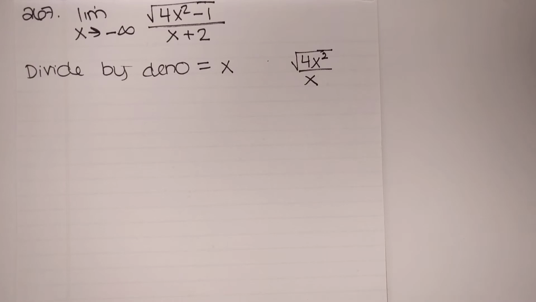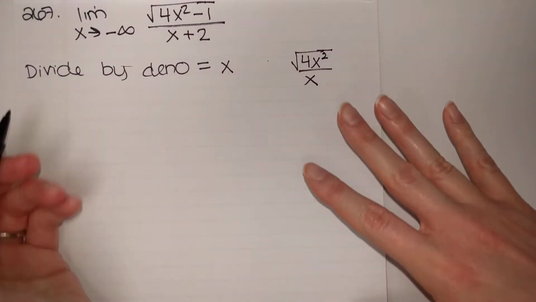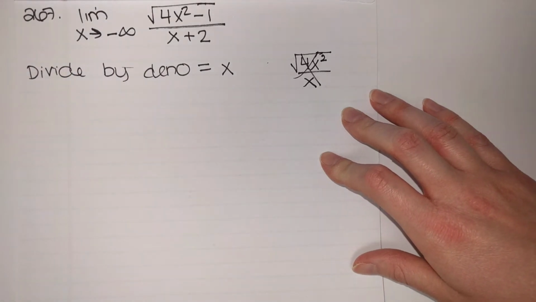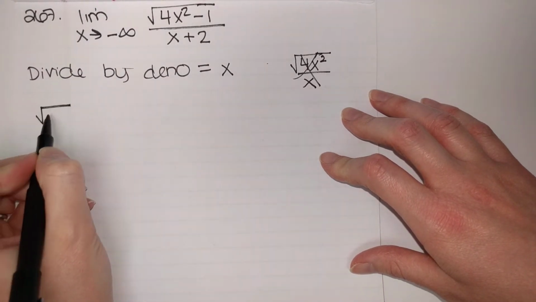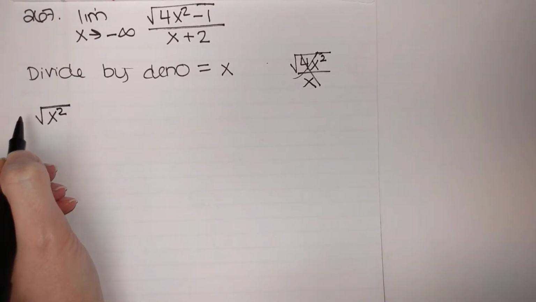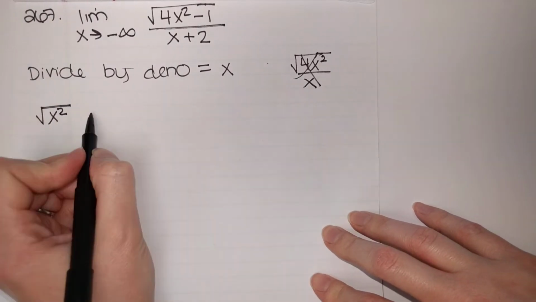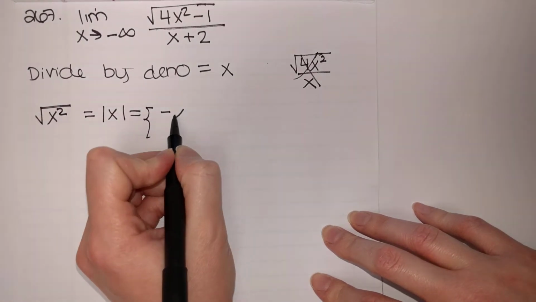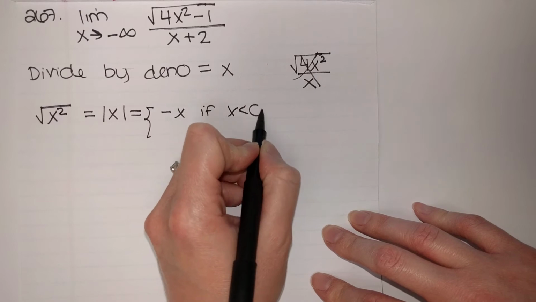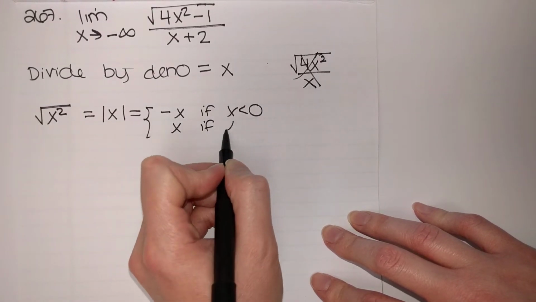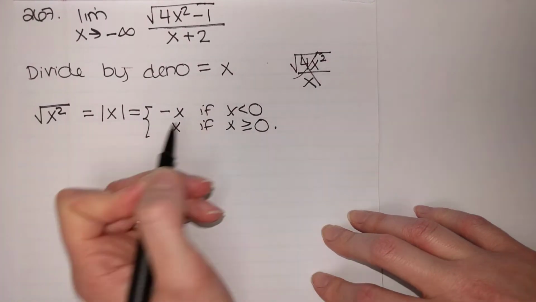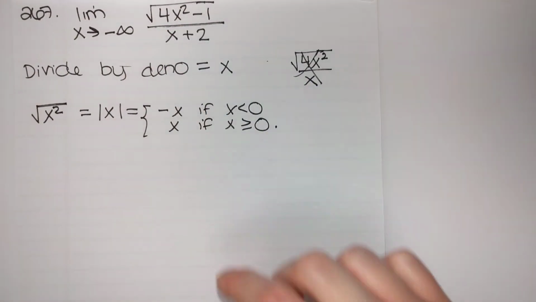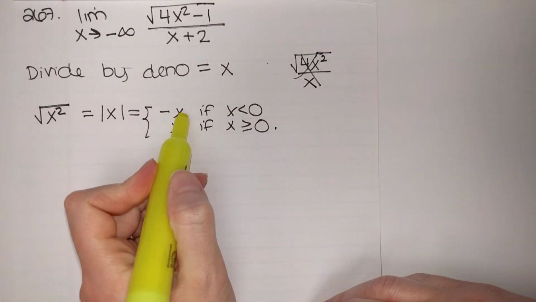All right, so let's talk about how we would exactly use that. Just dividing by x for the square root is going to leave a little bit of a question mark as far as what it reduces to. So when we have something inside the square root of x squared, that is the same thing as the absolute value of x, which is the same thing as negative x if x is less than 0, positive x if x is greater than or equal to 0. So we know in the denominator we're dividing by x. So that is the same thing as an x or a negative x.